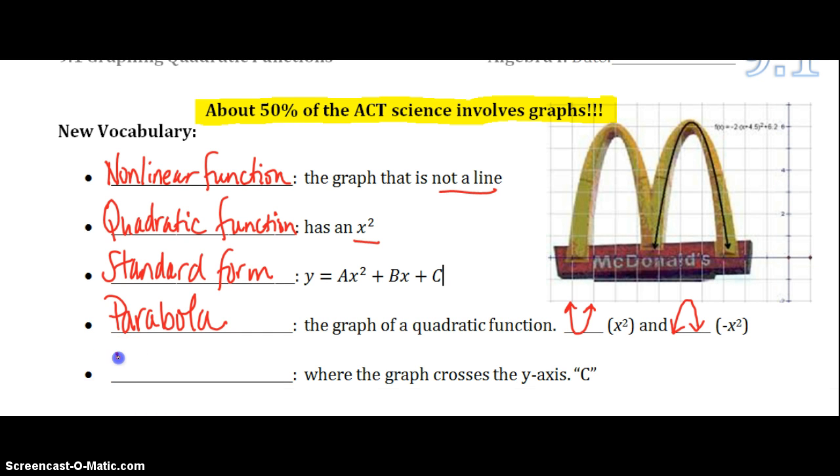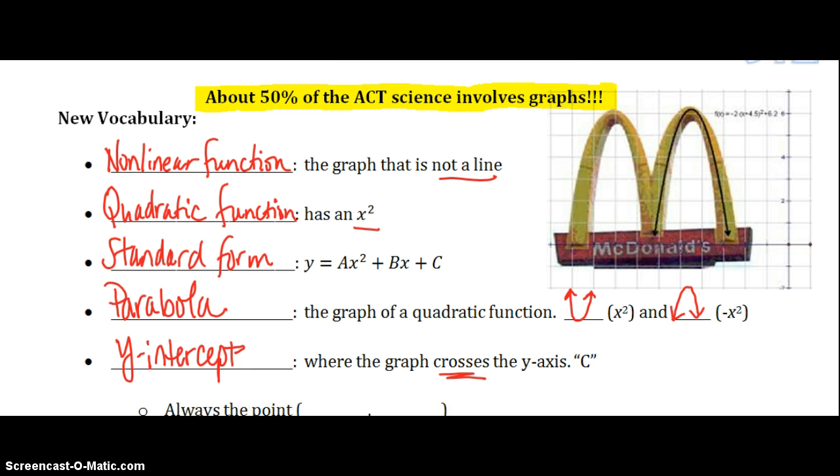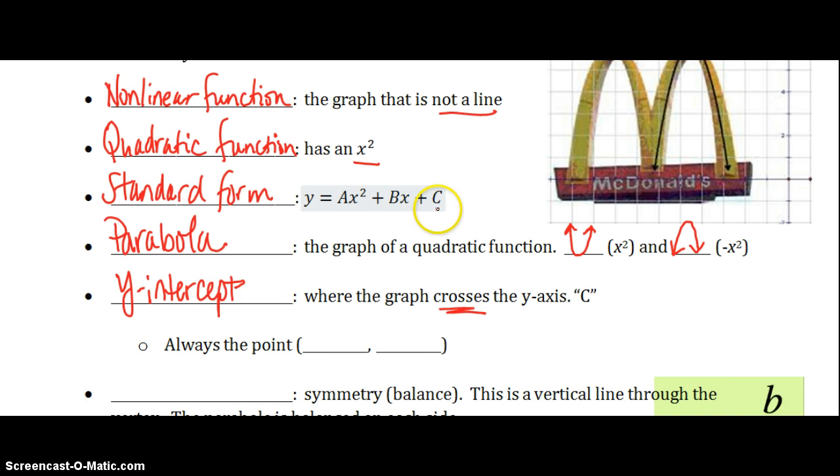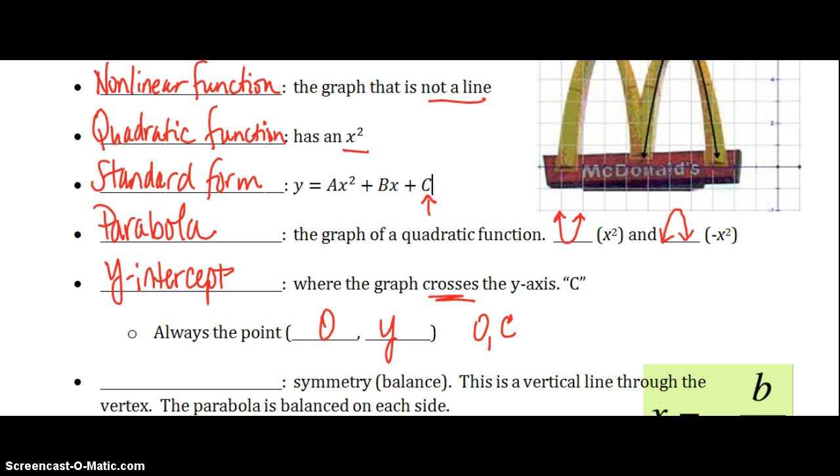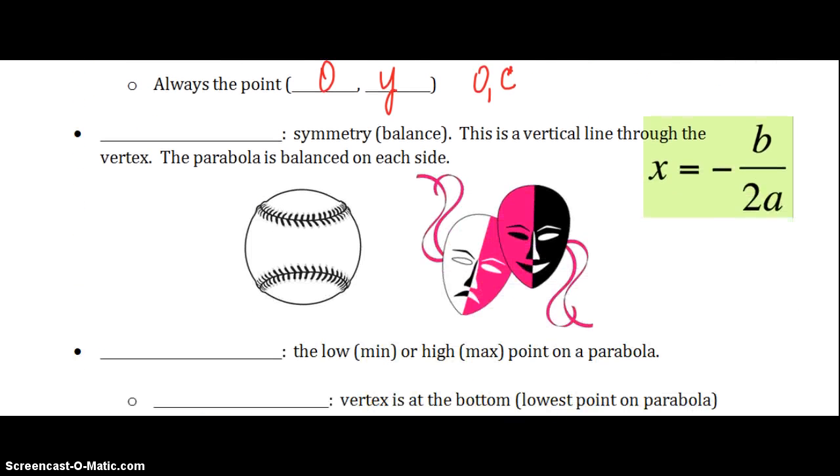All right, the y-intercept is, of course, where it intercepts or passes through or crosses the y-axis. And it just so happens in standard form, every time c is going to tell us where it crosses the y-axis. So instead of saying the point is (0, y), you could almost say it's (0, c), because the y is going to be the same as c. That'll become more obvious as we work through some problems.